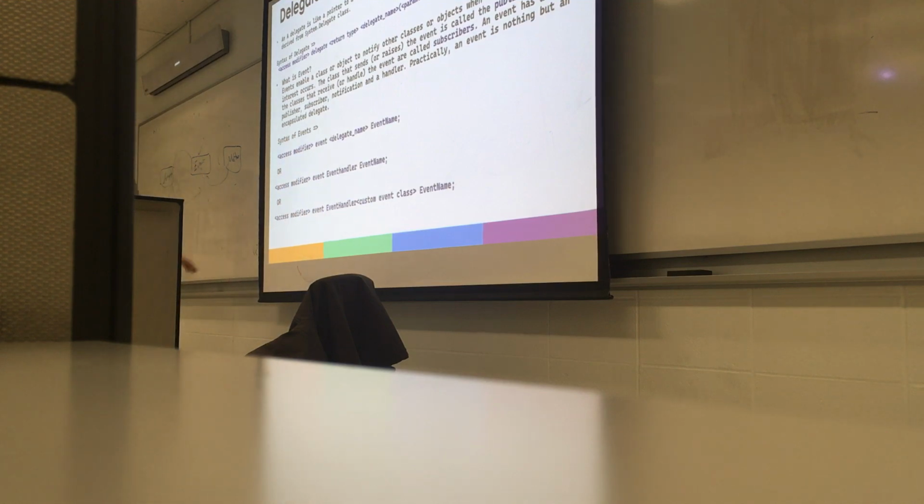A delegate is like a pointer to a function. It holds the reference of methods. All delegates are derived from the System.Delegate class. So this is the syntax of the delegate: access modifier, public, private, whatever, the delegate keyword, the return data type, maybe void, maybe integer, the name of the delegate, and the parameters. This is the signature of the delegate, so any method corresponding with this signature can be assigned inside this delegate.